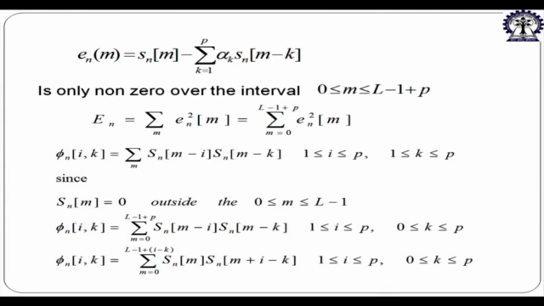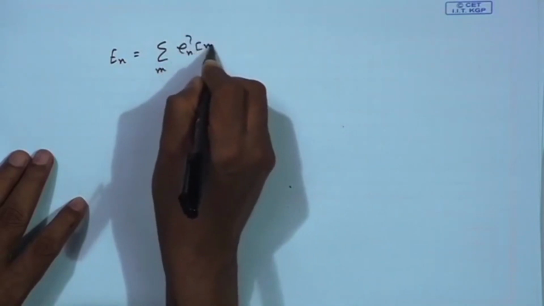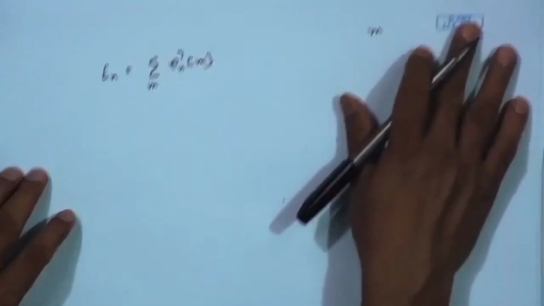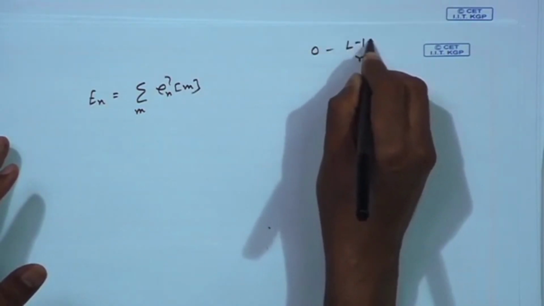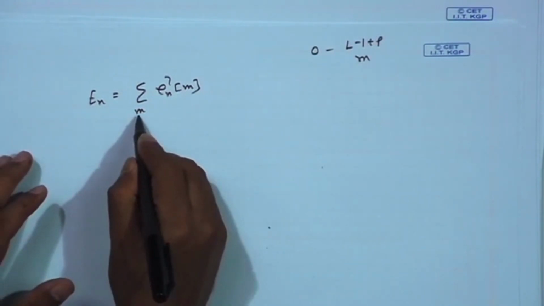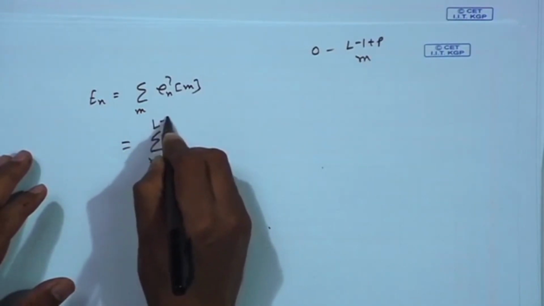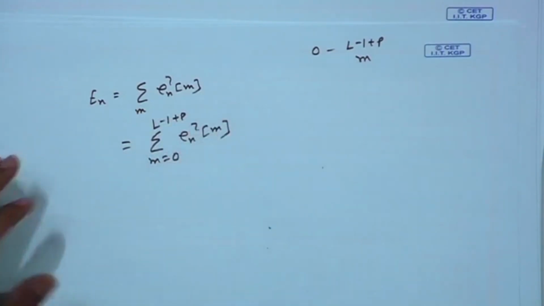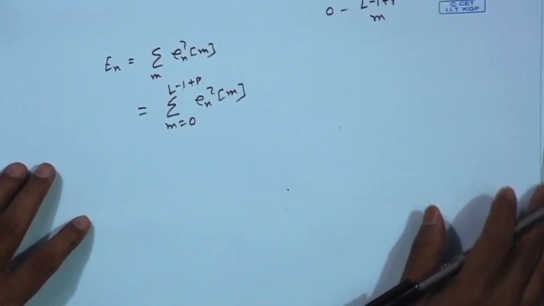So, my equation En is nothing but the sum over m of En square m. Now, where is the error vicinity? Error can vary from 0 to L minus 1 plus p. So, there is no infinite error series, I can say this varies from m equal to 0 to L minus 1 plus p of En square m. There is no infinite signal length, the error varies from 0 to L minus 1 plus p.